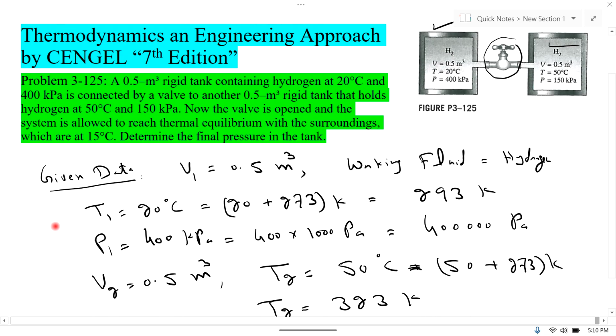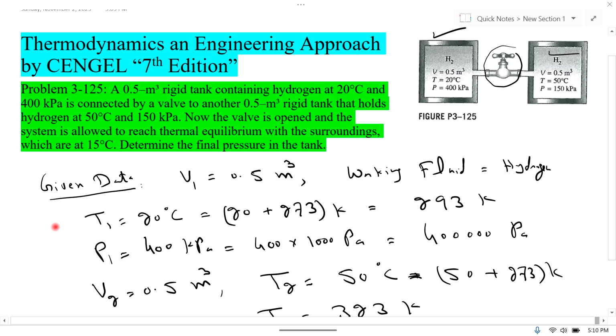Now the wall is open. After this, the wall is open. So after opening the wall, the hydrogen of both will be mixed, and the system is allowed to reach thermal equilibrium with the surrounding. After some time, it will reach thermal equilibrium.